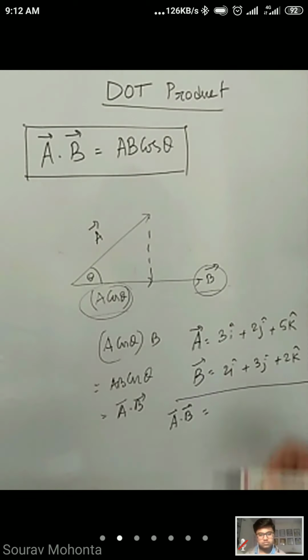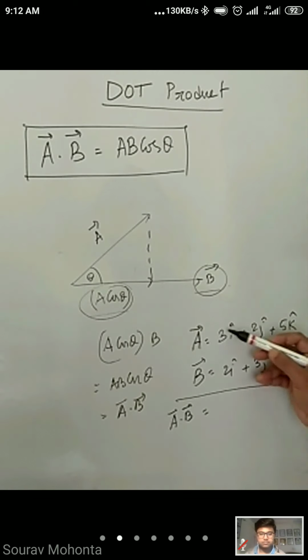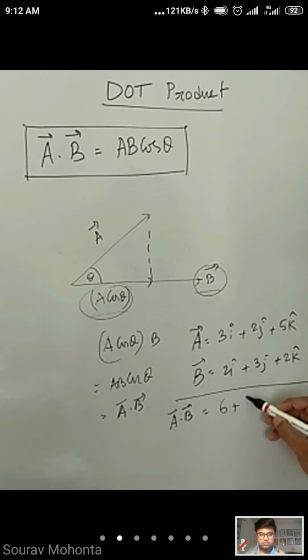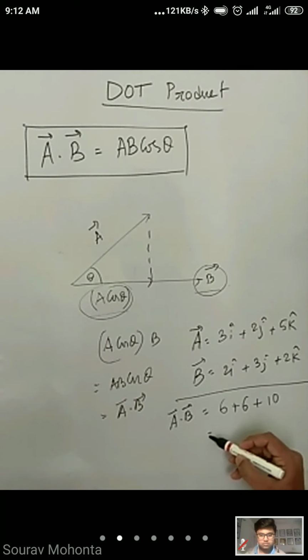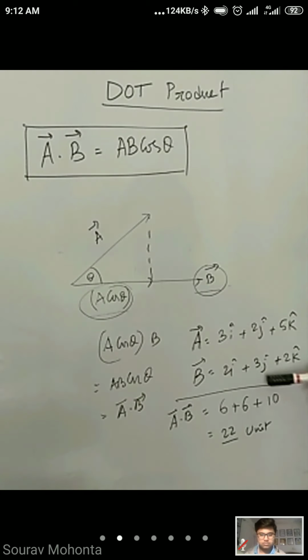The answer is very easy, because we just have to multiply the i component of A with the i component of B, the j component of A with the j component of B, and the k component of A with the k component of B. That is 3 into 2, it will be 6, plus 3 into 2, 6, plus 5 into 2, 10. That means it will be 22 units. Here i dot i, j dot j, k dot k are becoming 1.